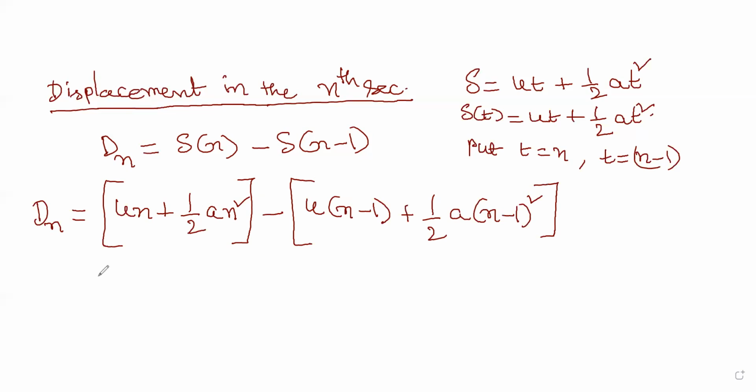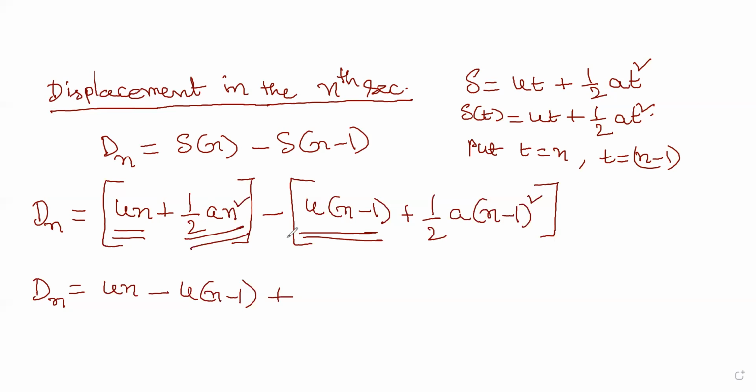So let us do the subtraction. dn happens to be un. So this part minus this part is what I am going to do. un minus u into n minus 1 plus half a n square minus half a into n minus 1 whole square. So half a into n square minus n minus 1 whole square.